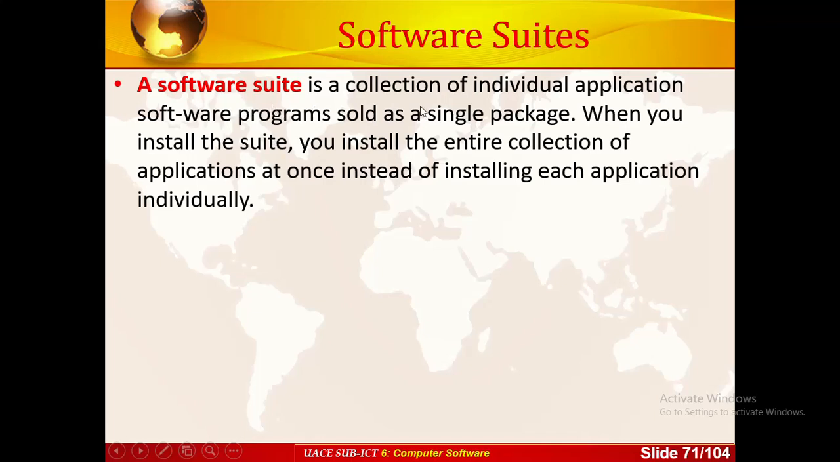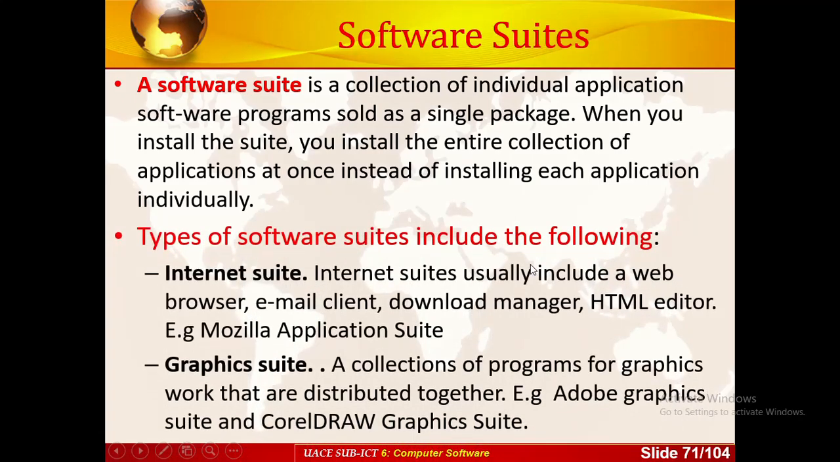Then we have what we call a software suite. We have already talked about it. It's a collection of application software programs sold as a single package. When you install a suite, you install the entire collection of applications at once instead of installing each application individually. Types of software suite include the following. We have internet suites, where we have an email client to manage email data. We have graphics suites like Adobe Photoshop, Adobe Illustrator, and so many others.